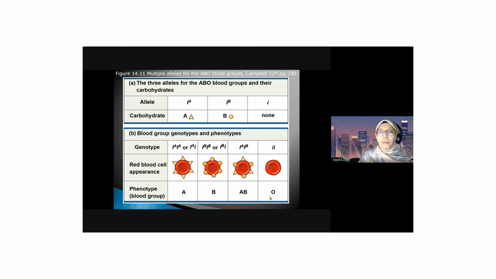And for O blood group, red blood cells have neither A nor B carbohydrate. It means there's no A and no B carbohydrate attached on the surface of the red blood cell. So the genotype is IO-IO. So these are the multiple alleles for the ABO blood groups.